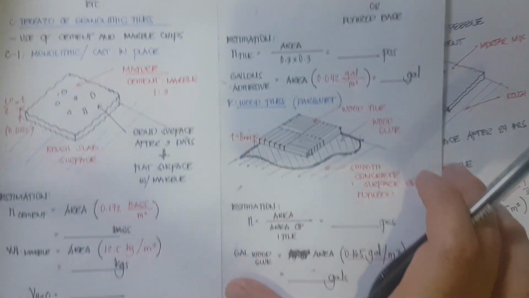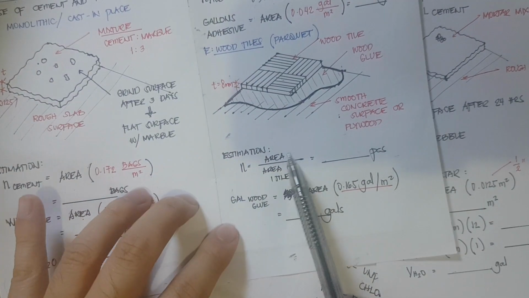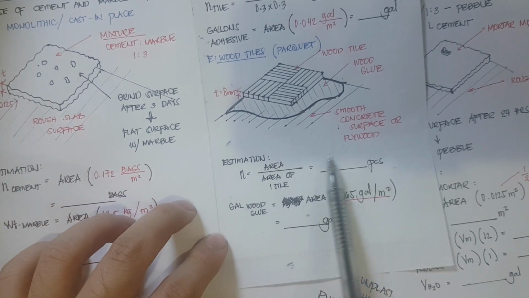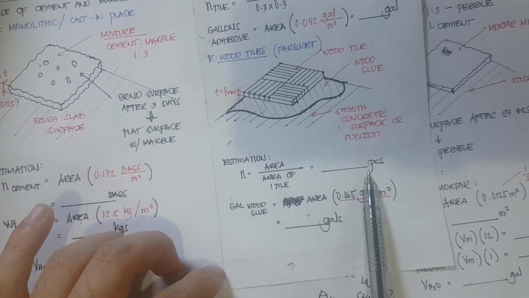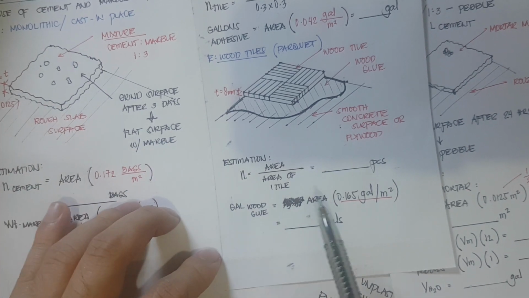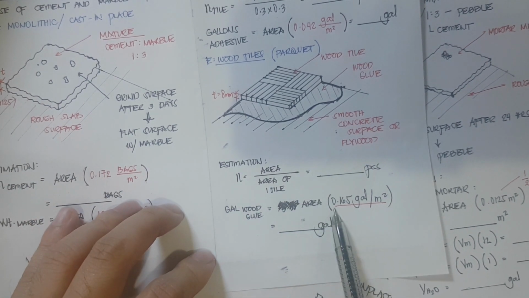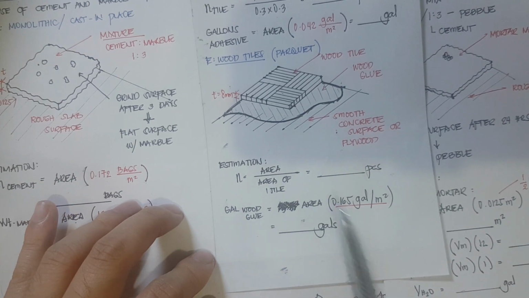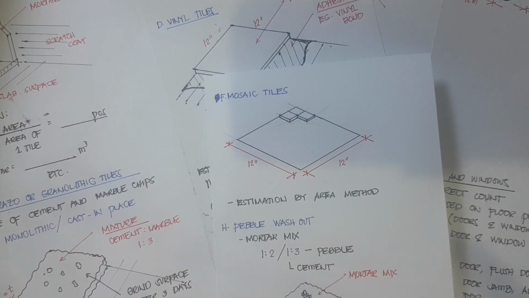Okay? For the estimation, same procedure. Surface area divided by the area of one tile. Then you will have your pieces of tiles. Next, for the gallons of wood glue, it is surface area times 0.165 gallons per square meter. Then you can now have your number of gallons.